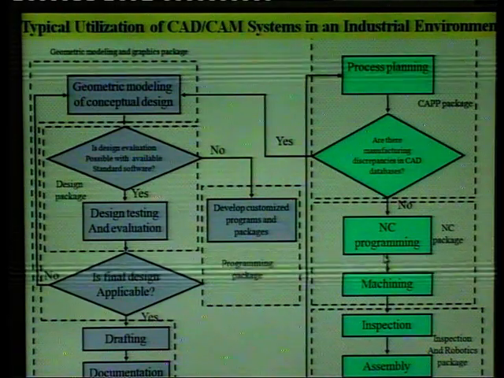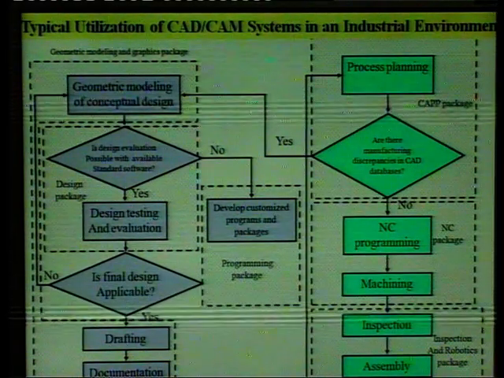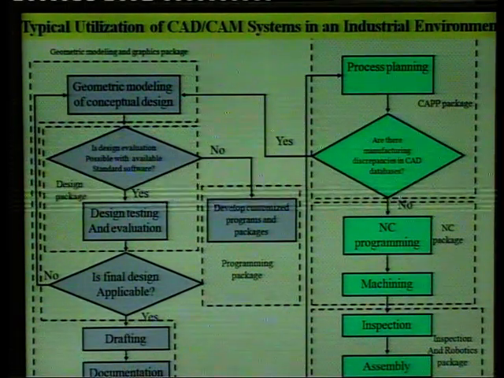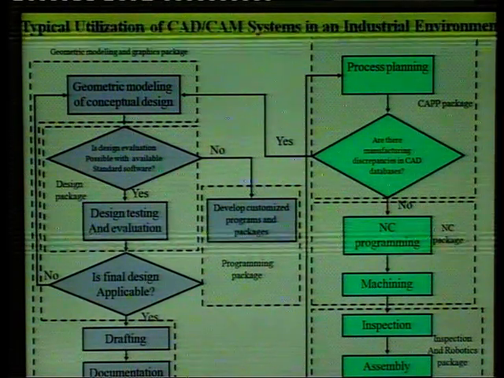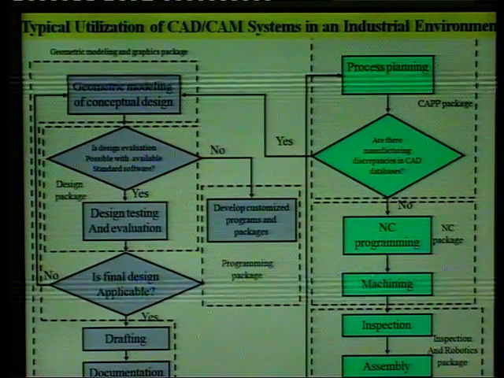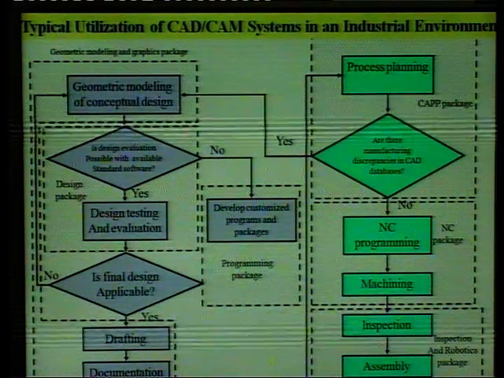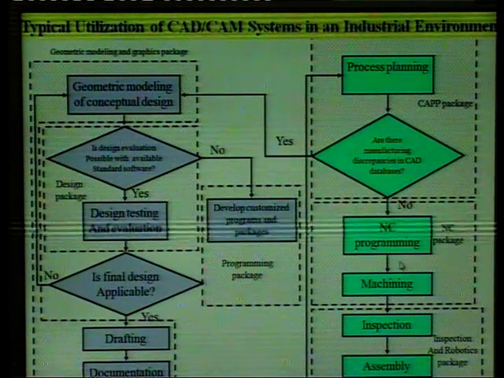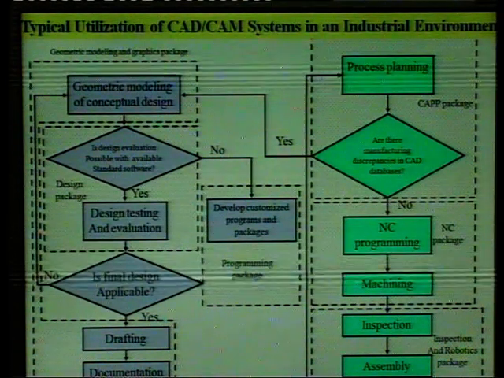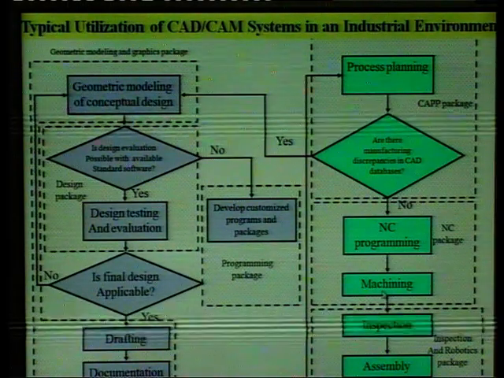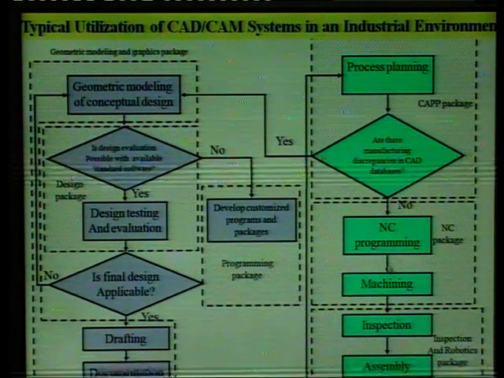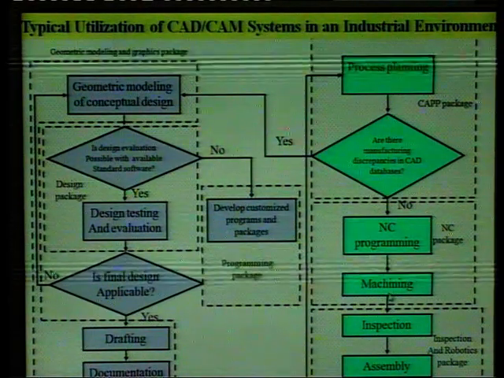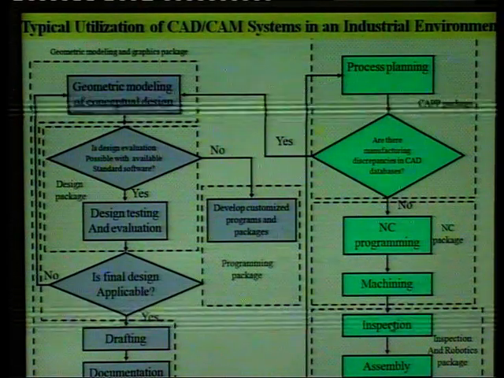For NC programming, we have different types of languages, as I mentioned earlier also, depending upon the machines. For example, one of the popular languages is APT, which is available in most of the standard textbooks on CAD CAM. So, through such a language, we prepare an NC part program which is fed to the machine, and then the machine is controlled by such a program and manufacturing is carried out. Once the product is manufactured, it is inspected.